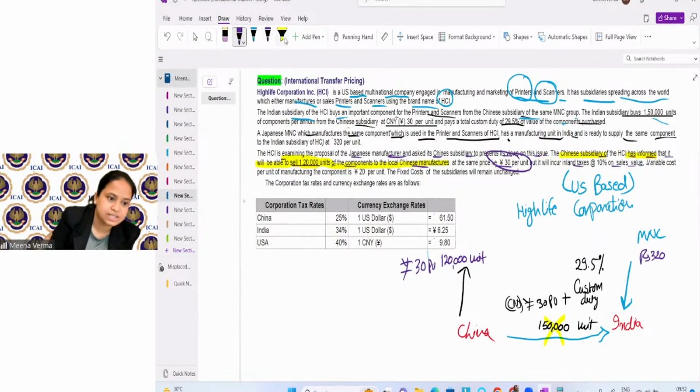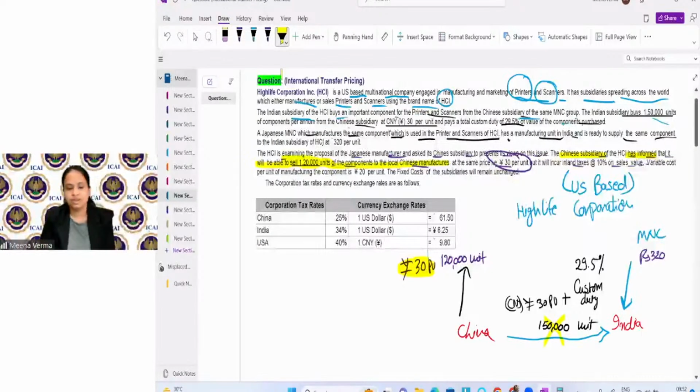At the same price, they can sell it in the local market. At the price at which they are transferring it in India, they have the option to sell it at the same price in China also. But the demand is 120, not 150. Okay. What else? One more point: it will incur a tax also, 10% on sale value.